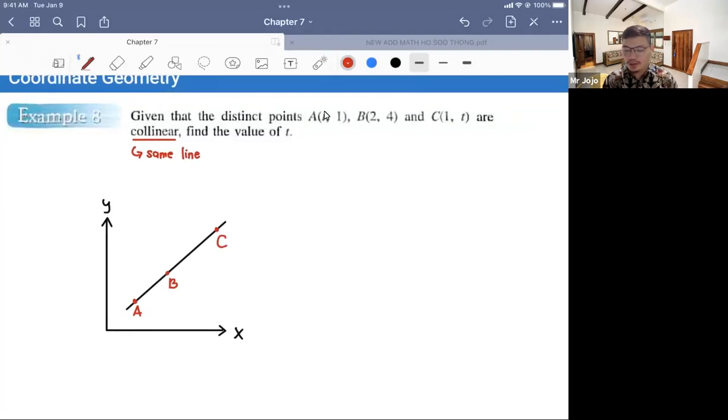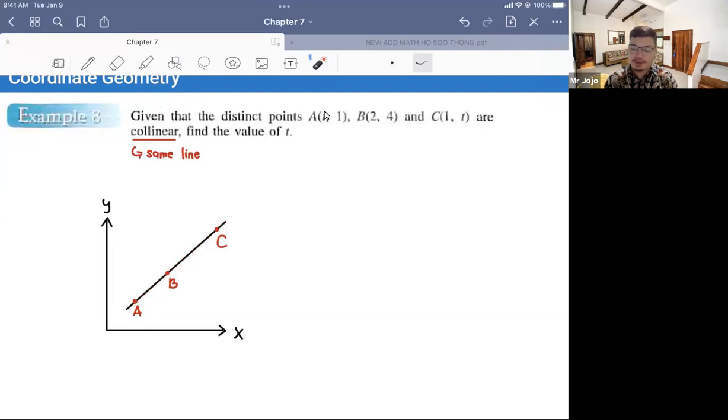Now, let's say when 3 points are on the same line, do you think that the gradient of line AB is the same as the gradient of line BC? Do you think their gradients will be the same since they're lying on the same line? If I took the gradient of line AB, will it still be equal to the gradient of line BC?